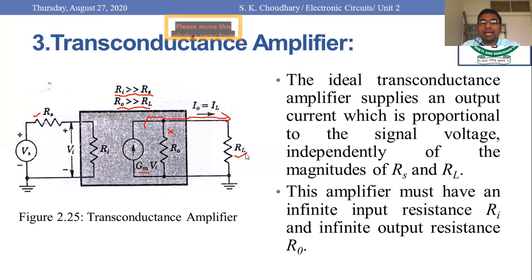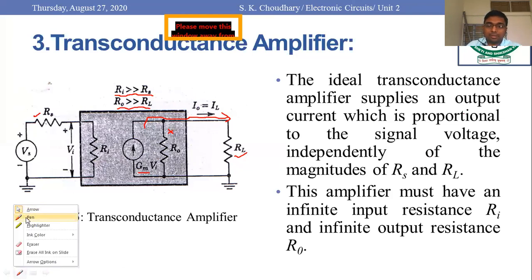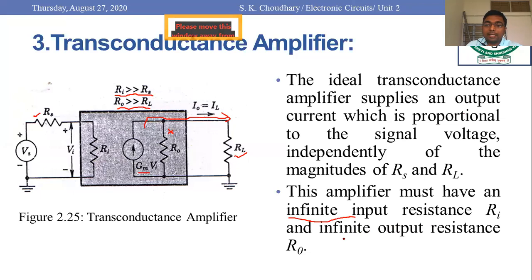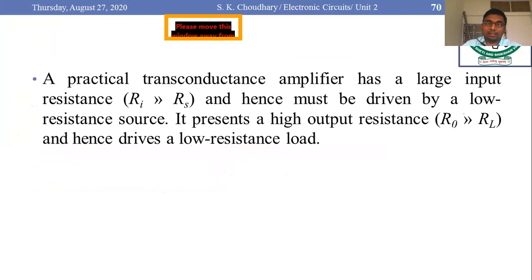So this amplifier must have, we are talking of the ideal case, infinite input resistance Ri. Practically it is a very large value, but ideally it would be infinite, and infinite output resistance R0. Practically it is a finite, very large value. So see here, Ri and R0 both are infinite ideally, or practically very high values. So this is the third kind of amplifier, transconductance.